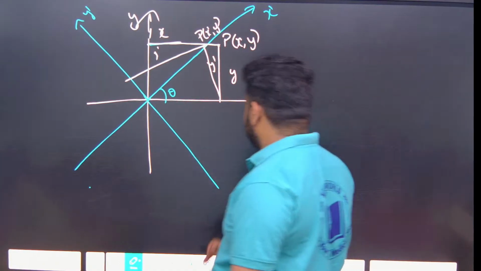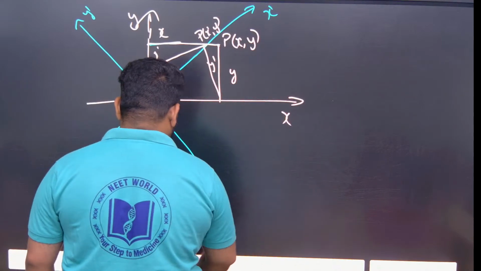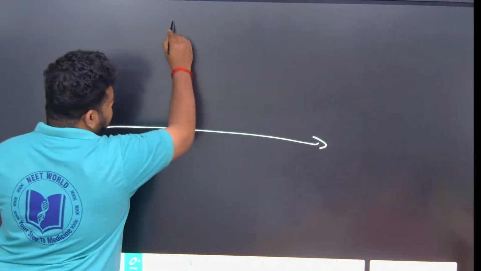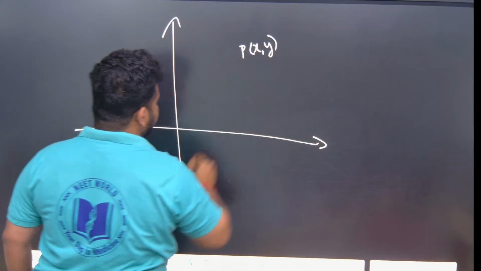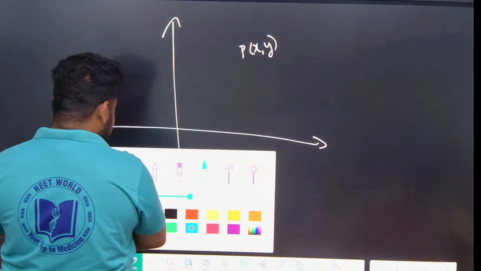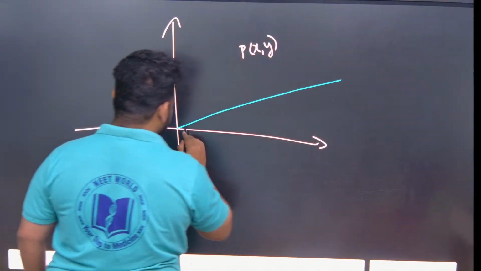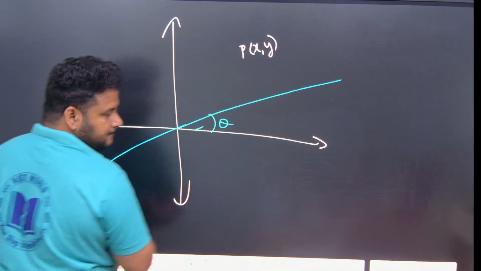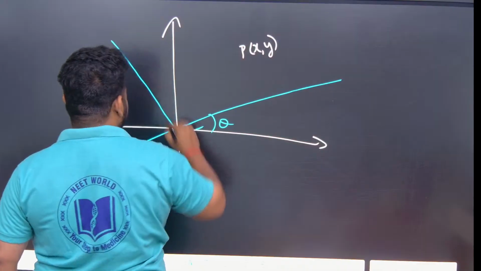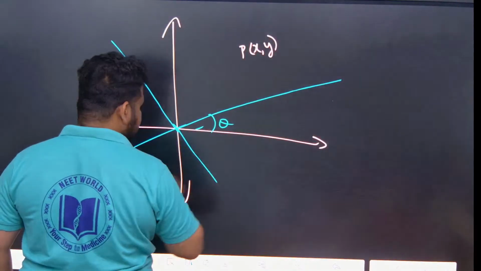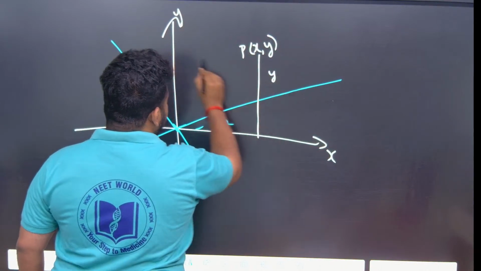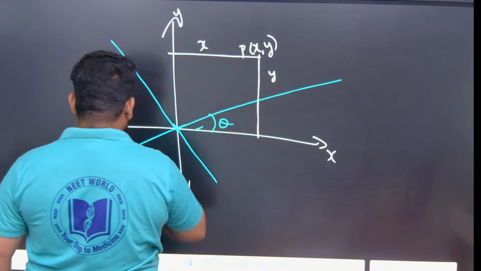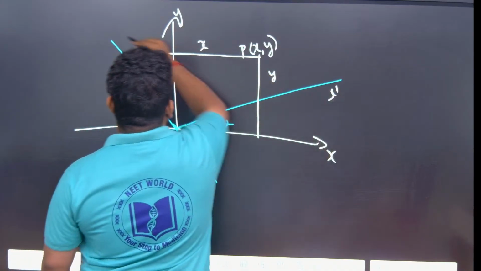Or even better, forget about this, let us write it one more way neatly. Suppose this is point P, x comma y. First let me draw the coordinate axis. There is one more coordinate axis that is tilted by an angle theta. This is x, y. This will be y, and this will be x. This will be x dash, this will be y dash.